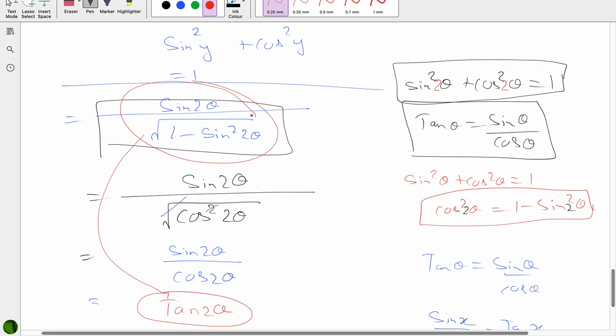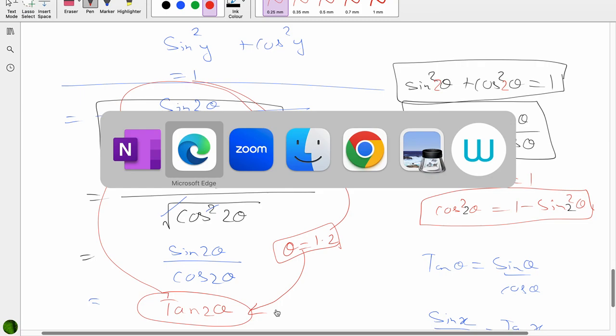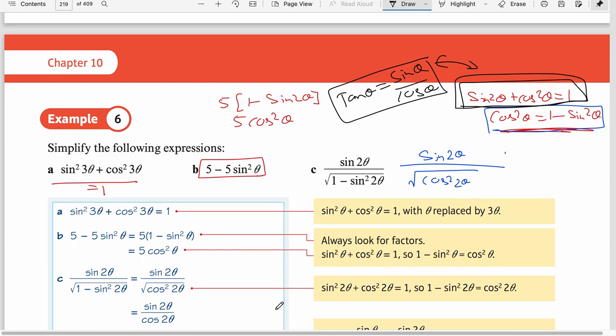If you have the value of theta, suppose let's say theta is equal to 1.2. So if you put 1.2 in the first line or the last line, the answer would be same. These are known as trigonometric identities.